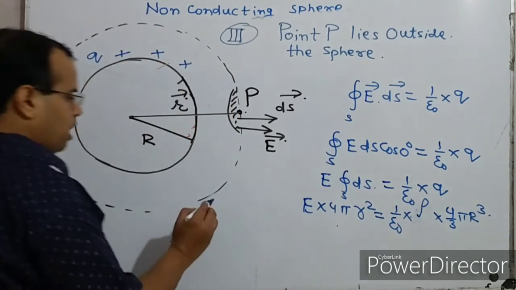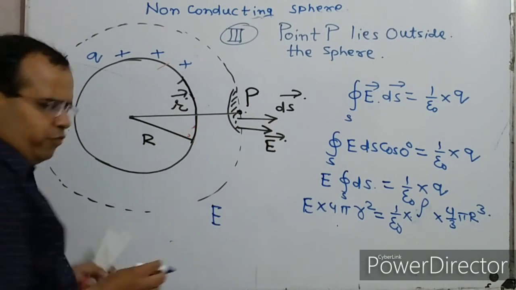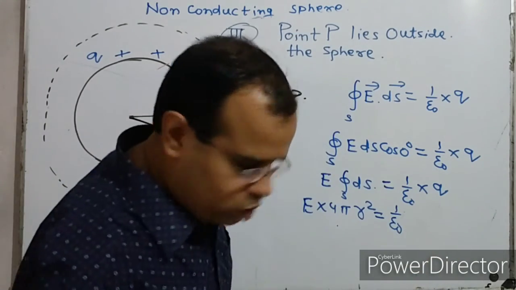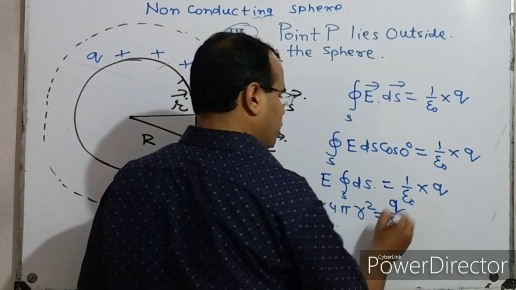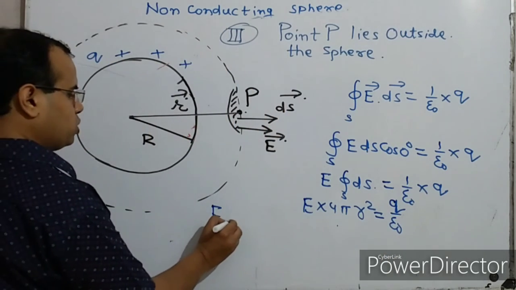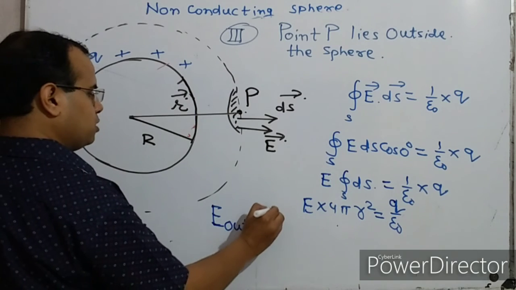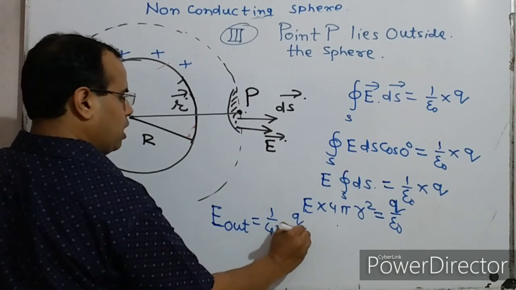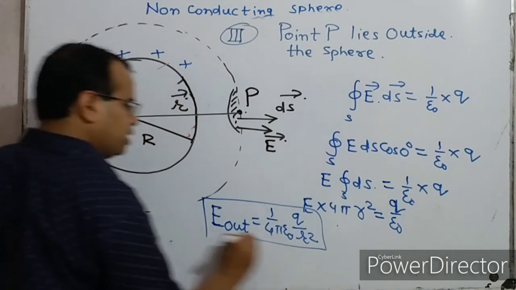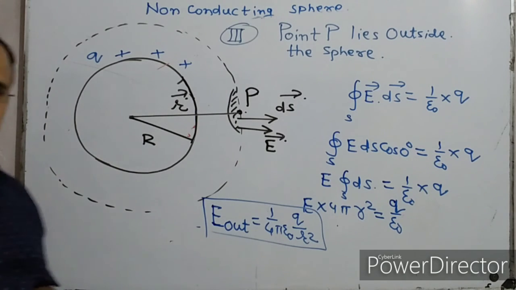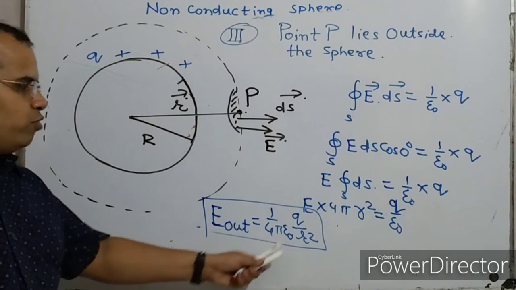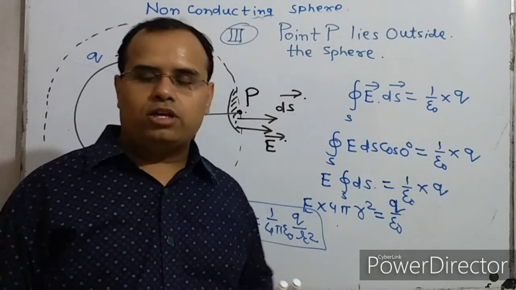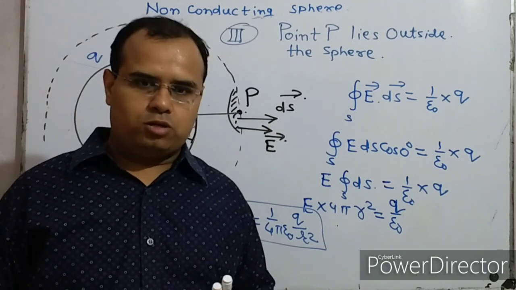Now you can write E outside, or if you want, you don't need to convert it in terms of rho, you can write it in terms of q only. You can write it in terms of q, q upon epsilon naught, and you can write it as E outside. E outside is equal to 1 upon 4 pi epsilon naught q upon r square. So this is the electric field intensity at a point which is lying outside the solid sphere, and it is given by E outside is 1 upon 4 pi epsilon naught q upon r square. This is the application in case of a solid sphere. I hope it is clear to you. Thank you.